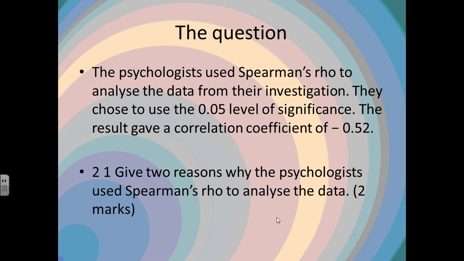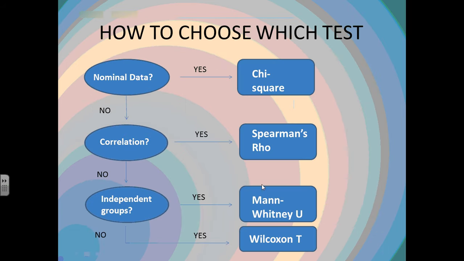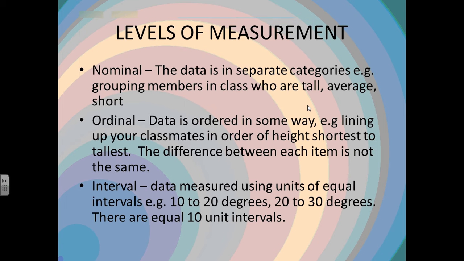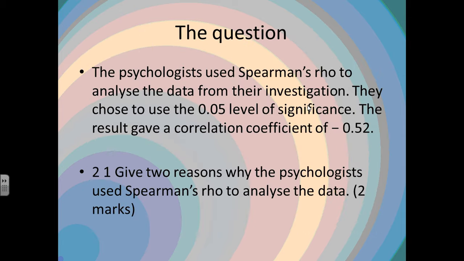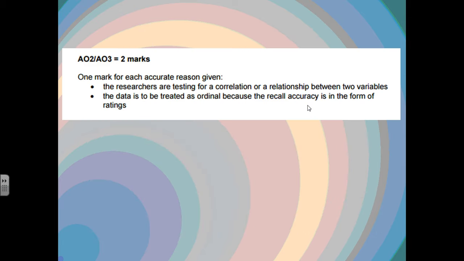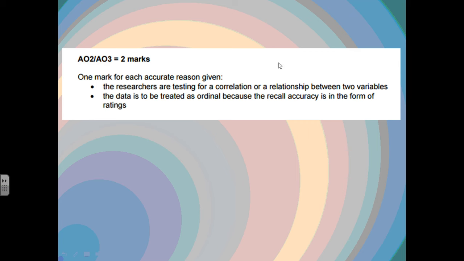The second reason is, if you look back, we can figure out that it's ordinal, and that's why they've used it. Remember, it can't be nominal, it has to be correlational, and then if it's not nominal, it has to be either ordinal or interval. We know it's ordinal, and therefore it links to Spearman's rho. And you need to be specific, you need to always refer back to the scenario.